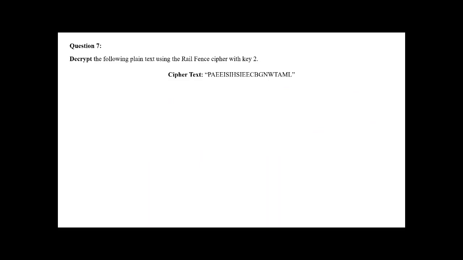So let's see how we can decrypt something encrypted in the rail fence cipher. Here the question says decrypt the following ciphertext using the rail fence cipher with key 2. So key 2 here means that this ciphertext was done on 2 rows, correct? So what we will actually do here, we will count the number of letters and divide it by 2 and put each half basically in a row.